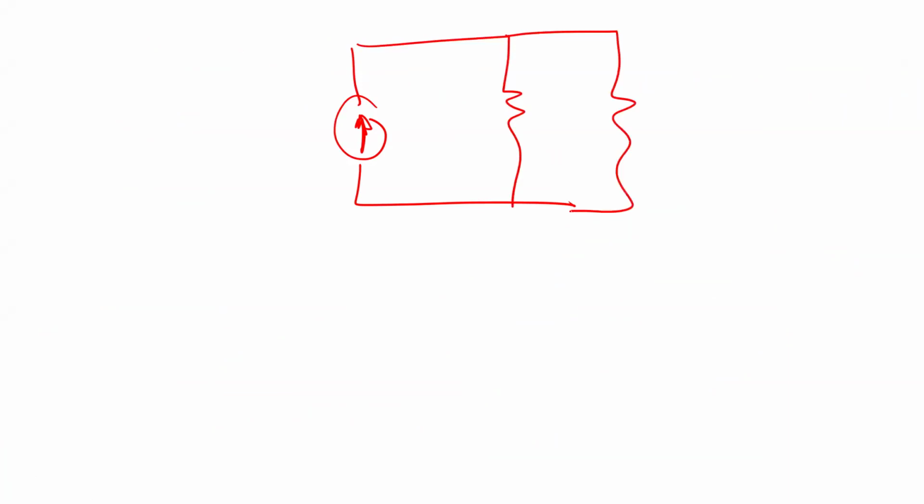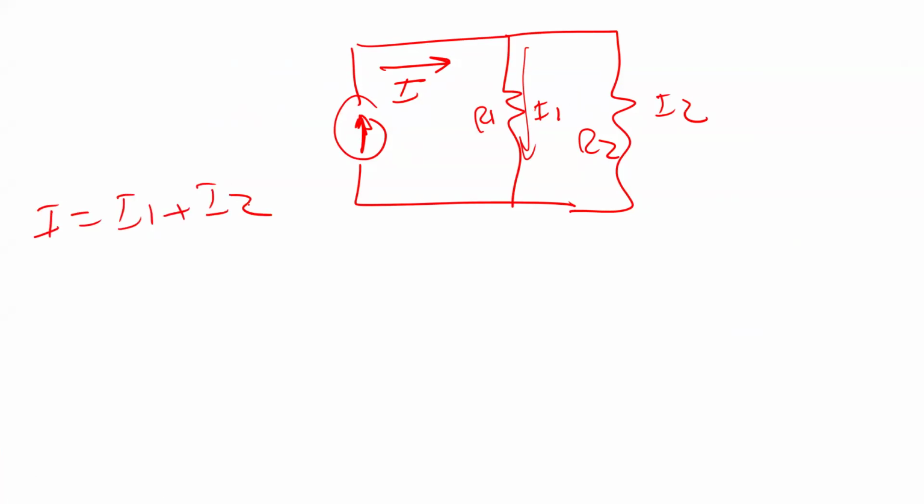But in the other case, if you have a current source this way, and two resistors this way, and you have a current I here, then I'm going to get I1 here and I2 here, with R1 and R2. So we're going to split. We know already from Kirchhoff's current law that this current is going to be split between I1 and I2. So I should equal I1 plus I2. Kirchhoff's current law. We split the current.